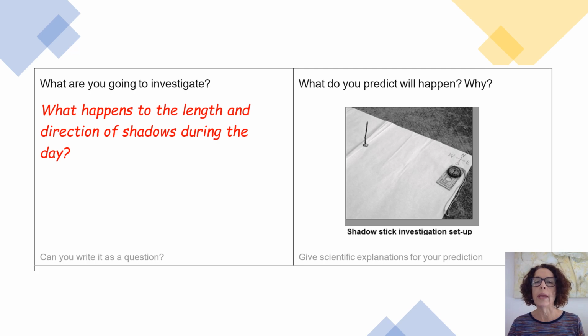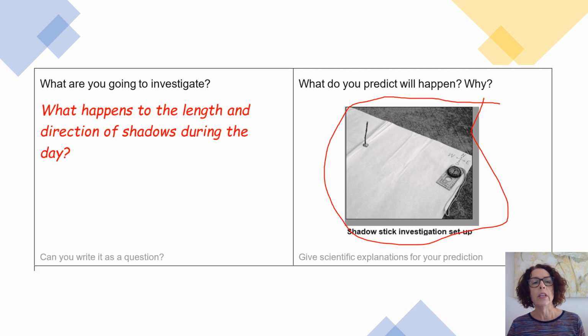I want you to think about what you predict will happen and why. And you need to fill in this section here. Here's a little bit of a clue as to what it's going to look like. So you're going to have a stick on a piece of paper outside, and you're going to look at the shadow that that stick makes throughout the day. So you're thinking about what happens to the length and direction of shadows during the day.